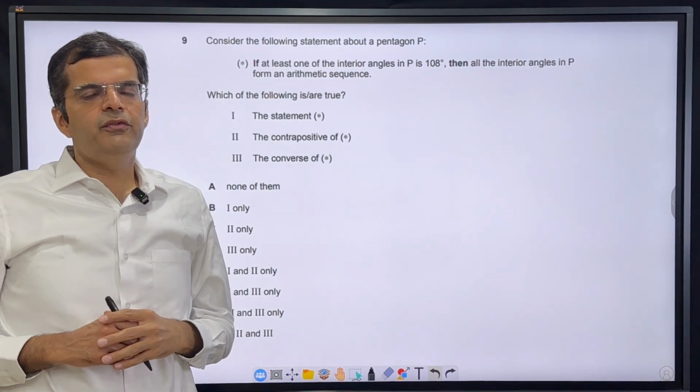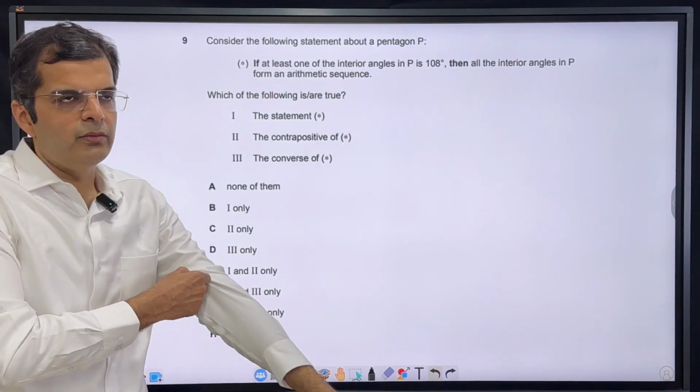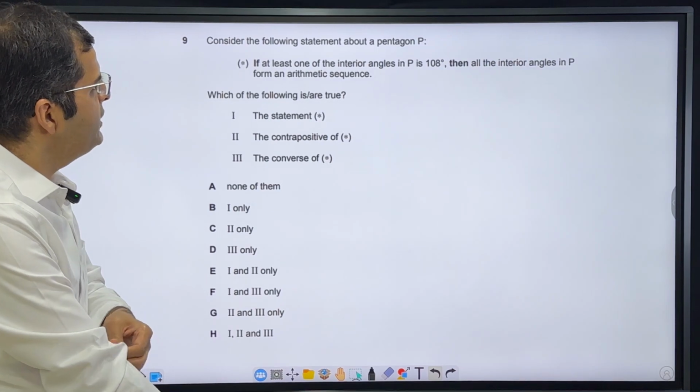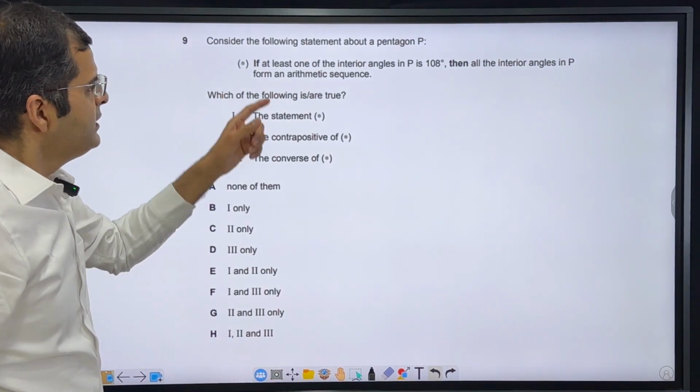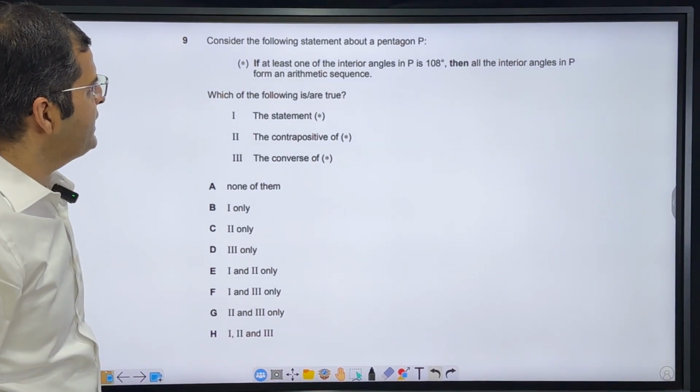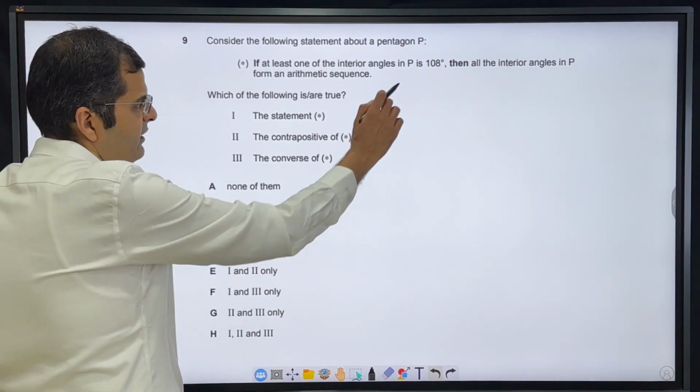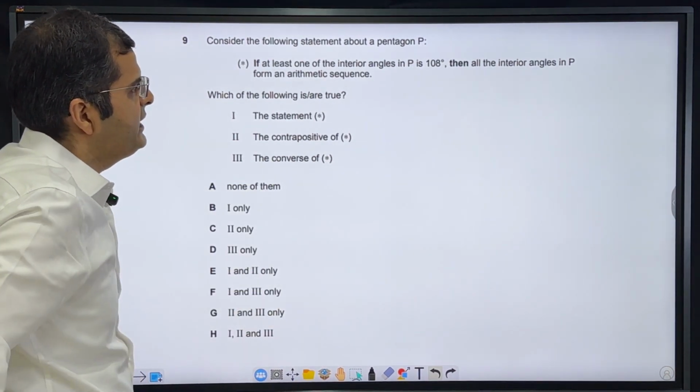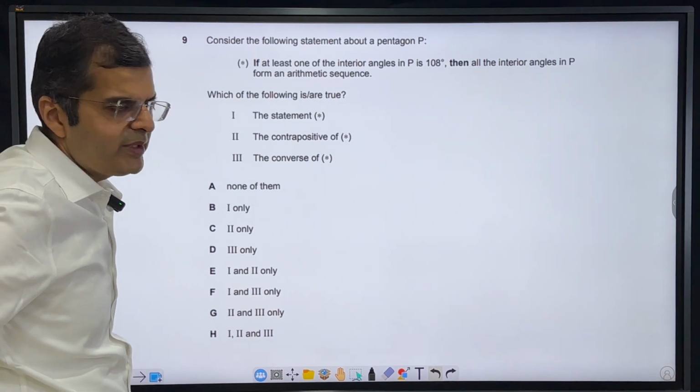So this is the 9th question of TMUA 2023 exam paper 2. Question says, consider the following statement about pentagon P. Statement is in this asterisk. It says, if at least one of the interior angles in P is 108 degrees, then all the interior angles in P form an arithmetic sequence.